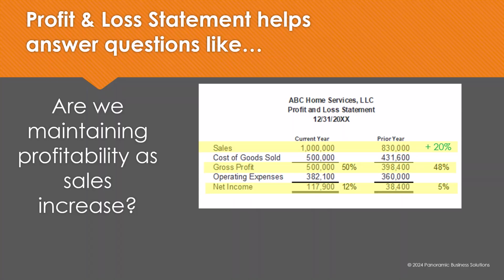Stay tuned to learn the top 7 money problems that you cannot see on the profit and loss statement that might be preventing your company from growing the way you planned.